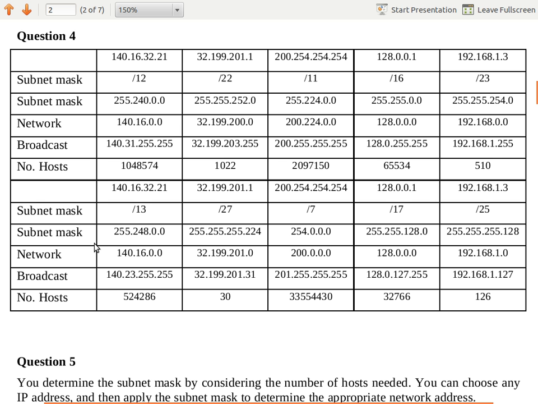Let's go through this one. Let's arrive at these answers where we've started here. We know the subnet mask has 13 ones. That tells us for our IP address, the first 13 bits identify the network portion of the address, and the last 19 bits, therefore, are the host portion.